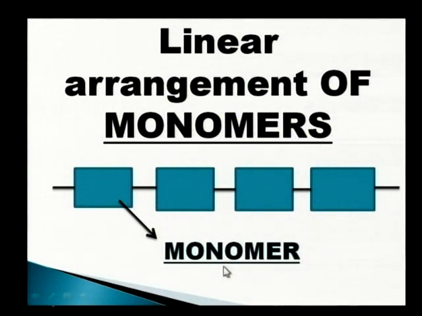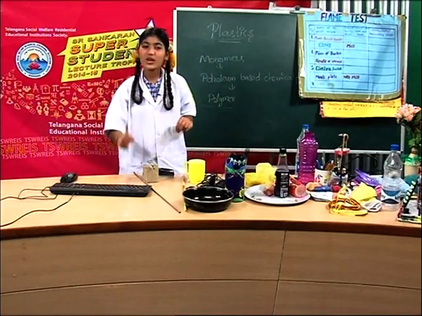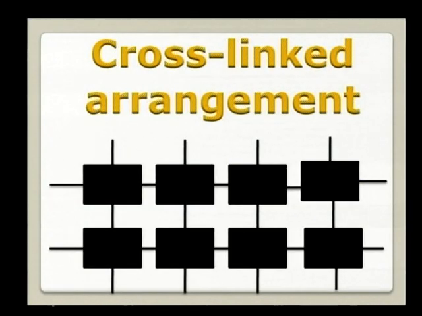Did you understand, friends? So, let us learn the second way. Look at the screen, friends. This is the cross-linked arrangement of monomers. The cross-linked arrangement pattern will be like this. Did you understand, friends? In the cross-linked arrangement, the pattern will be like this. Friends, do you understand what the types of plastics are?